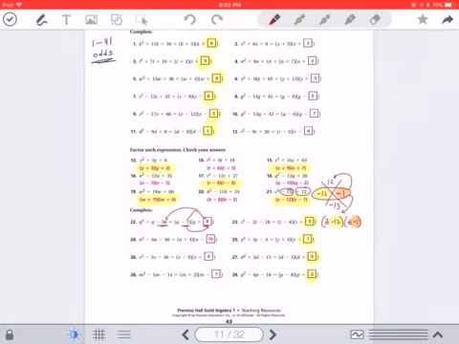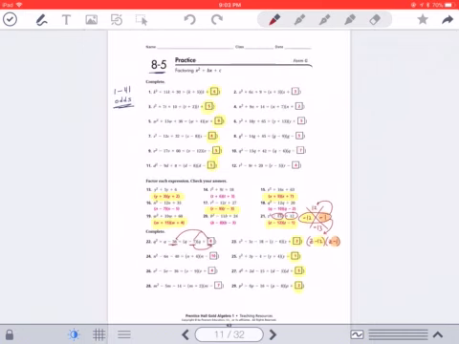All right, hopefully that helps you out. And then we're moving on to 8-6.